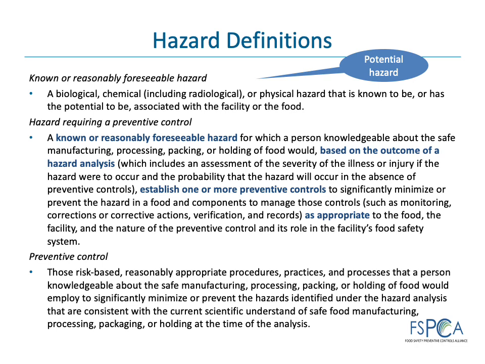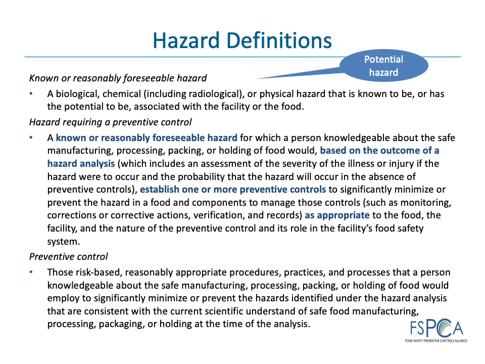Let's take a look at some important definitions. Keep these in mind as you work through your hazard analysis. Known or reasonably foreseeable hazard: a biological, chemical, including radiological, or physical hazard that is known to be, or has the potential to be, associated with the facility or the food.